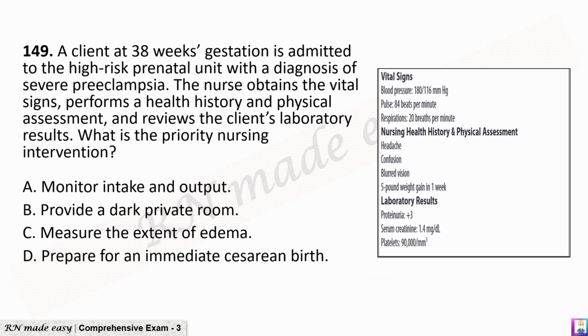Question 149. A client at 38 weeks gestation is admitted to the high-risk prenatal unit with a diagnosis of severe preeclampsia. The nurse obtains the vital signs, performs a health history and physical assessment, and reviews the client's laboratory results. What is the priority nursing intervention? A. Monitor intake and output. B. Provide a dark private room. C. Measure the extent of edema. D. Prepare for an immediate cesarean birth.